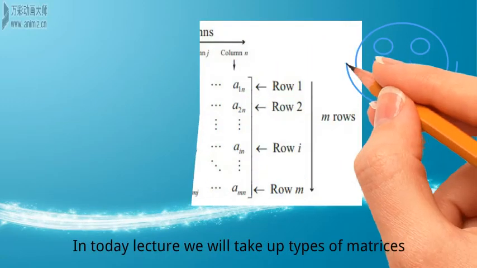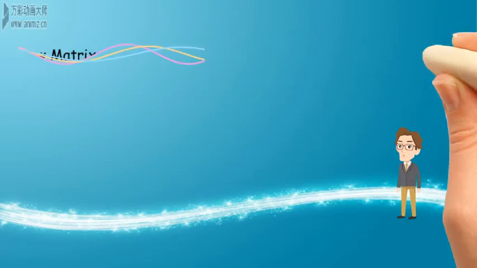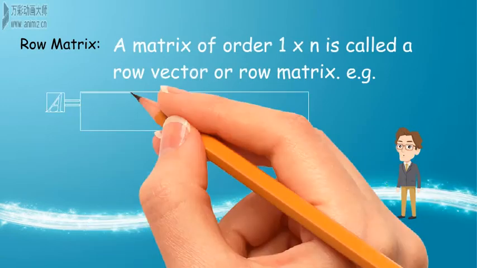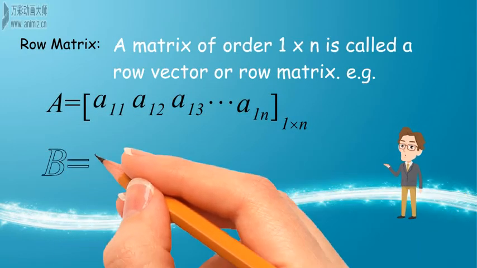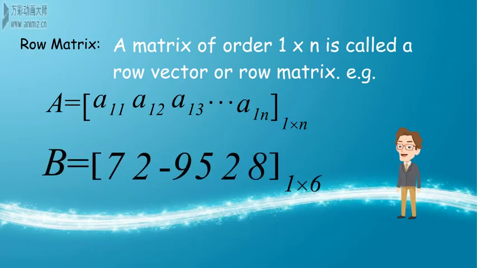In today's lecture, we will take up different types of matrices. Row matrix: a matrix of order 1 by n is called the row vector, or the row matrix. For example, matrices A and B are row vectors, as they have only one row.